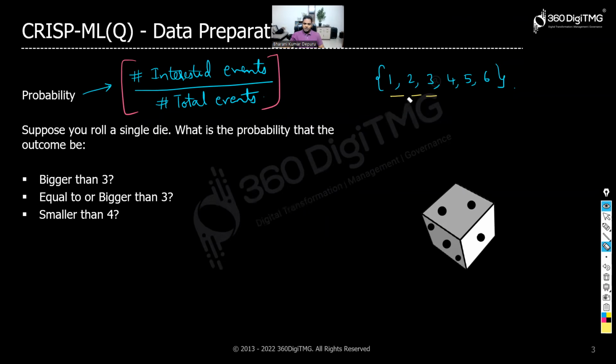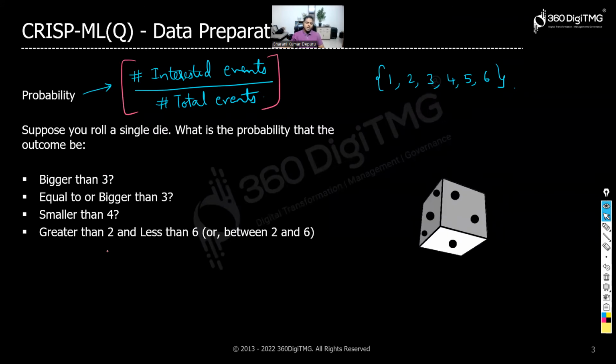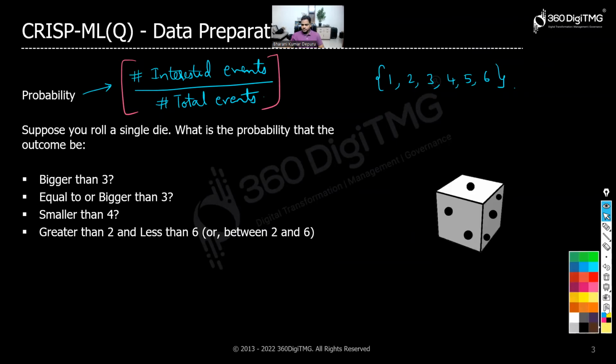Okay, then if you roll a die, what is the probability that you get a number which is greater than 2 and lesser than 6? Greater than 2 and less than 6 would mean the values in between 2 and 6. In between 2 and 6, you have these 3 numbers. So the probability would be number of interested events, which is these 3, divided by the total number of events, which is 6. So you get 1 by 2.